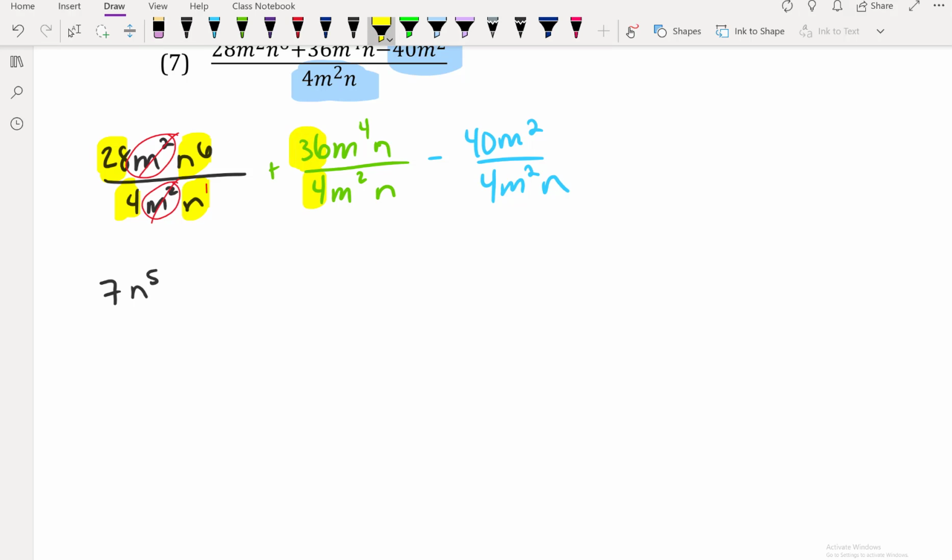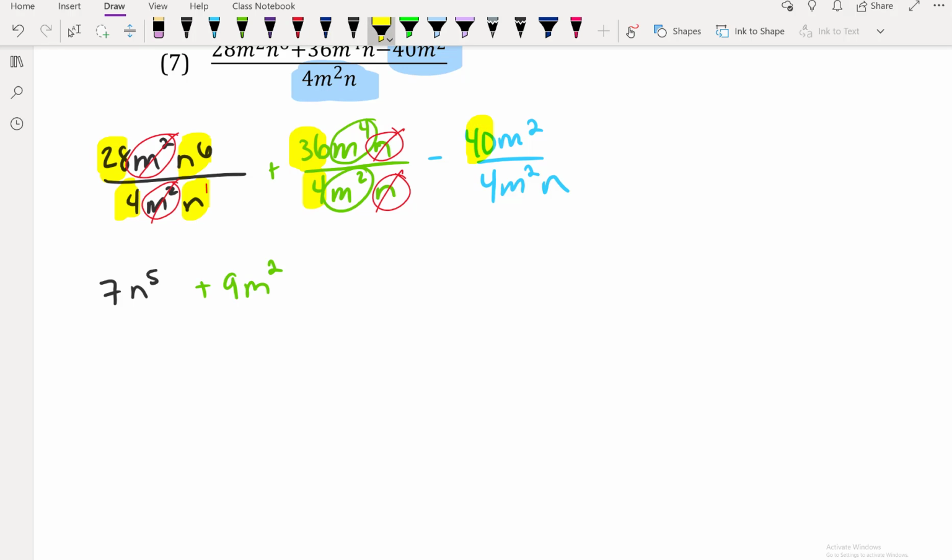Now I want to deal with that 36 and that 4. So 36 divided by 4 is going to give me a positive 9. And if we think about our m's, I have an m4 and an m squared. So what's bigger is the numerator. So 4 minus the degree in the denominator, 2. So 4 minus 2 is 2. And again, I have an n and an n, which are the same exponent, so they cancel each other out.